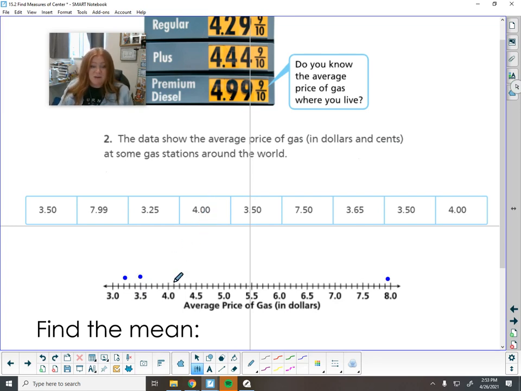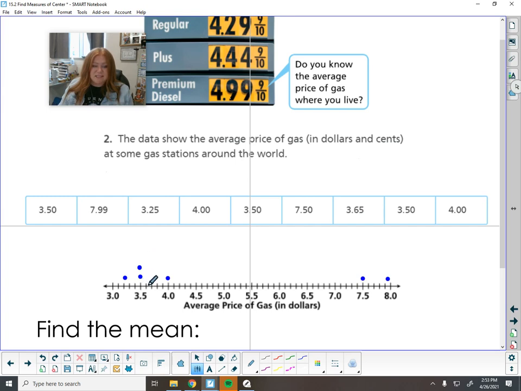We've got a solid $4, so right on the four. We've got 3.50 again. 7.50. Whew, I'm glad I don't live in these places or we would not be able to go anywhere.